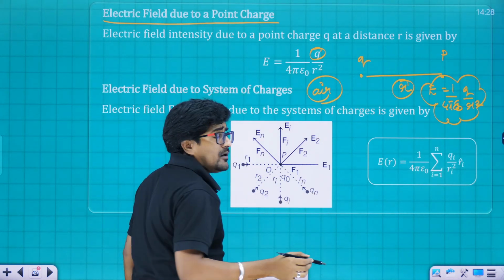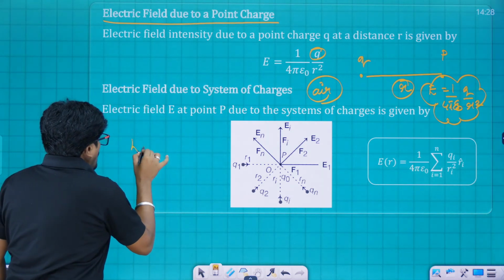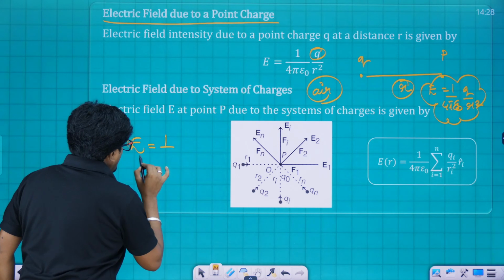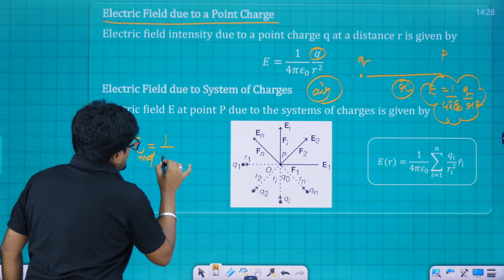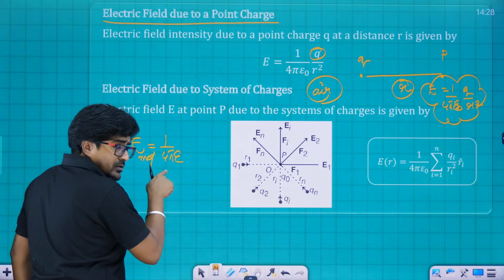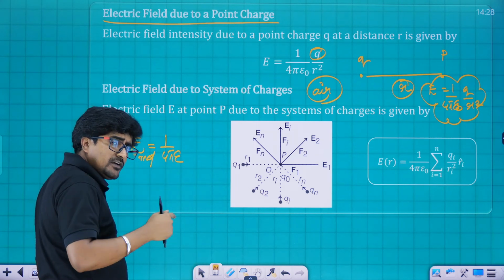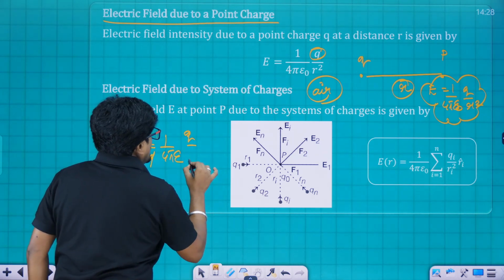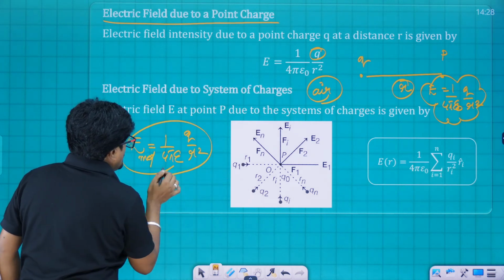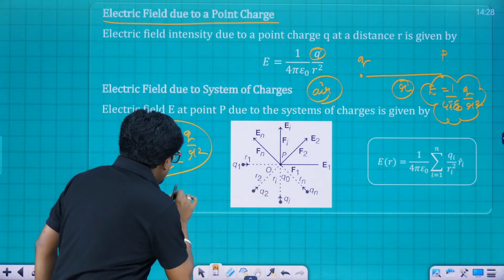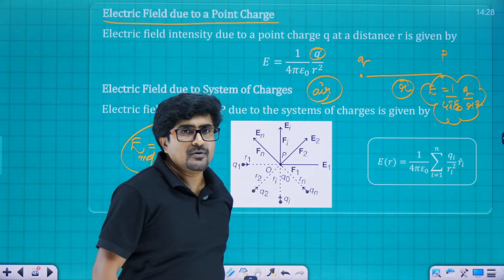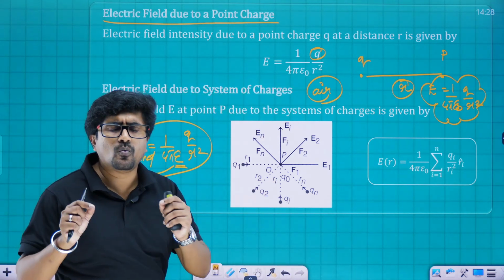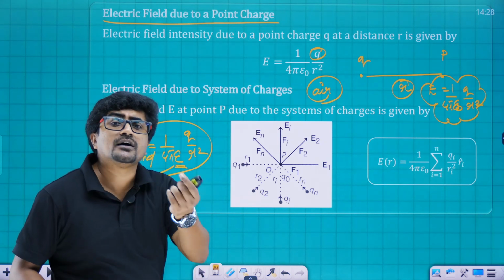The medium is air. In other case, the way the force was changing once the medium got changed, the same way capital E for a given medium is going to be 1 divided by 4 pi epsilon, in terms of instead of epsilon naught, we are going to have epsilon here, q by r square. So here this is going to be for a given medium with permittivity epsilon, and there it's going to be for air. And the next one is, what if we are having more than one charge?